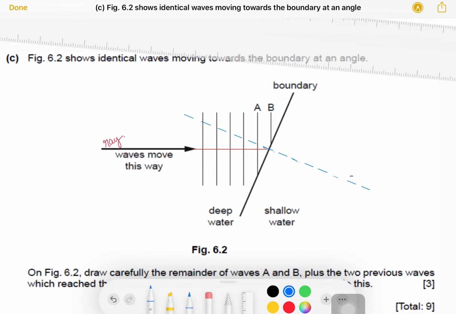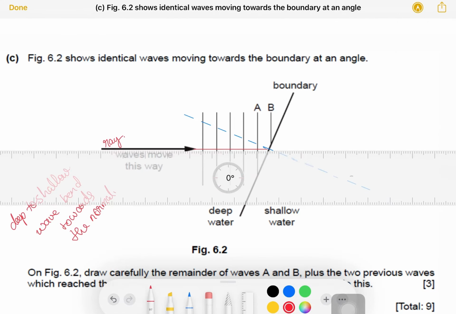Here it says that the water wave is traveling from deep to shallow water. When it travels from deep to shallow, then the wave bends towards the normal. This you have to memorize. You should know this point. Deep to shallow, then the wave bends towards the normal. So bending towards the normal means this is the expected wave.